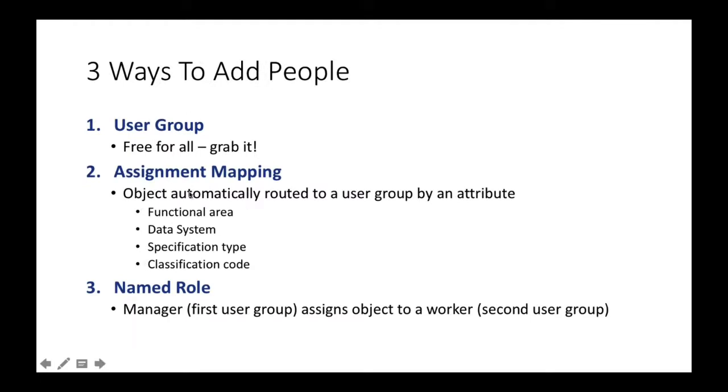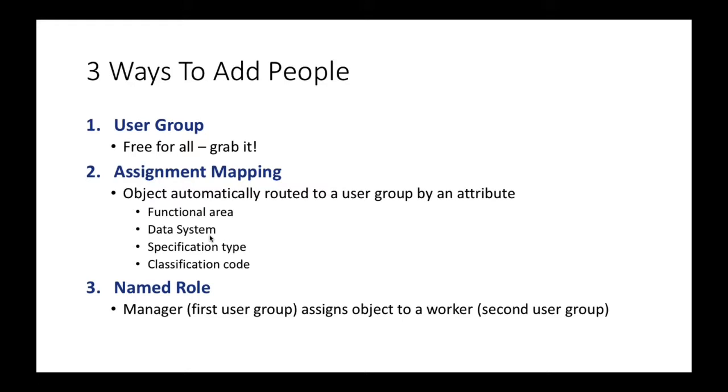So of the 3 ways to add people, there's the simple user group, something called an assignment mapping, and something called a named role. Assignment mapping and named role are new in the customization features. Assignment mapping will automatically route an object based on one of these 4 attributes. It automatically routes by functional area, automatically routes by data system, etc. So it allows you to route automatically based on an attribute to a specific group of people.